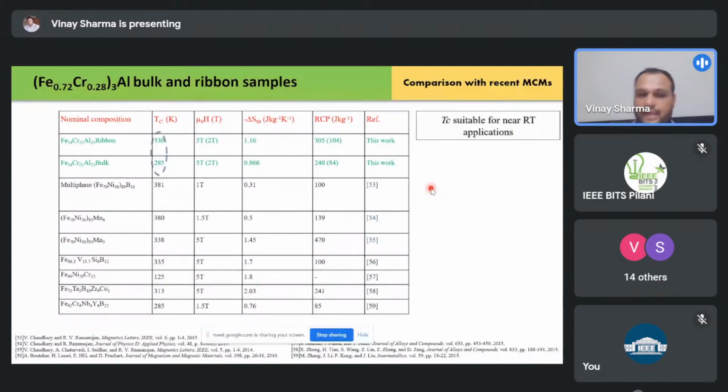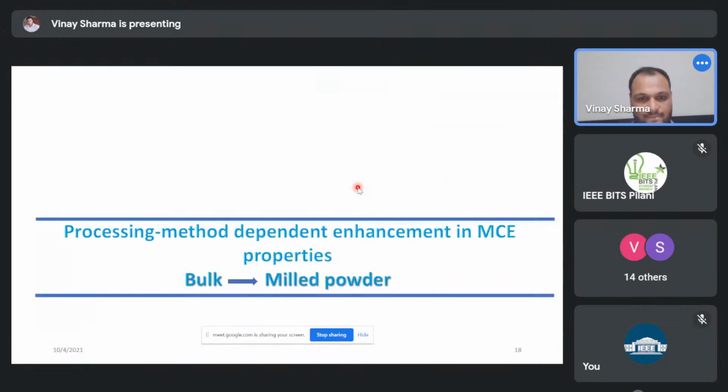When I go from bulk to the micro regime, I get a change in the properties. And this RCP is something called cooling power. So I get an enhancement in the cooling power of that material. The material remains the same, just the processing is changing and the particle size is changing, and we get enhancement in the desired properties. But this is all done through characterizing the material in and out.